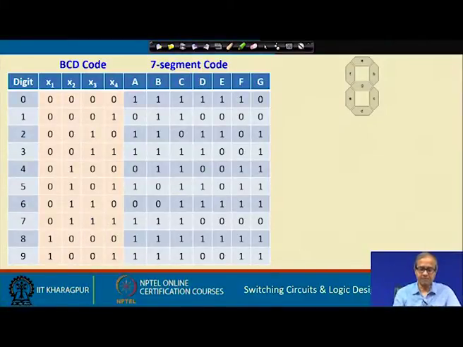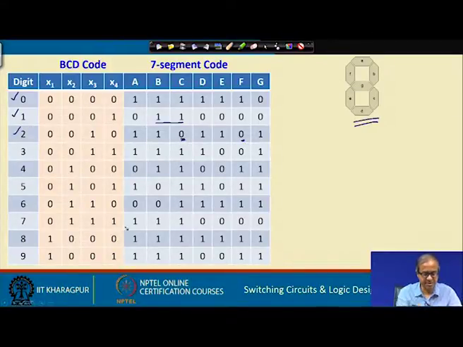So, the truth table for the BCD to 7 segment decoder looks like this. I have also shown a 7 segment display here side by side for reference. Let us say my digit is 0. When I want to display 0, other than G, all the other segments should glow. So, you see A, B, C, D, E, F are all 1, only G is 0. If I want to display 1, only B and C must glow, all others should be 0. You see only B and C are 1. For 2, A, B, G, E and D should glow, F and C should be off. You see for 2, C is off and F is off.